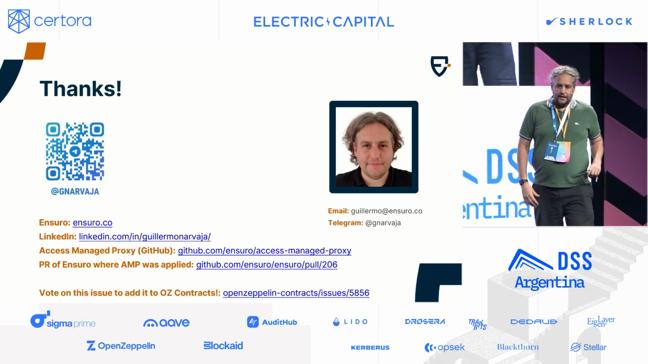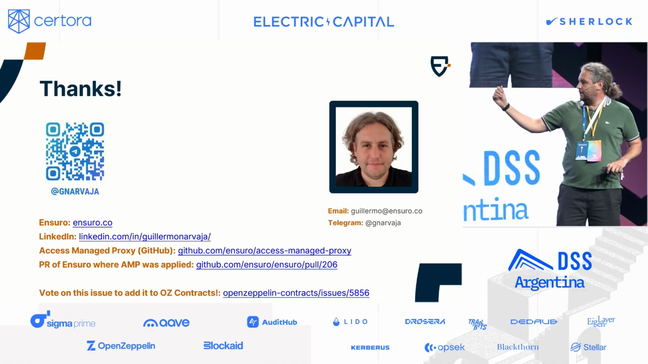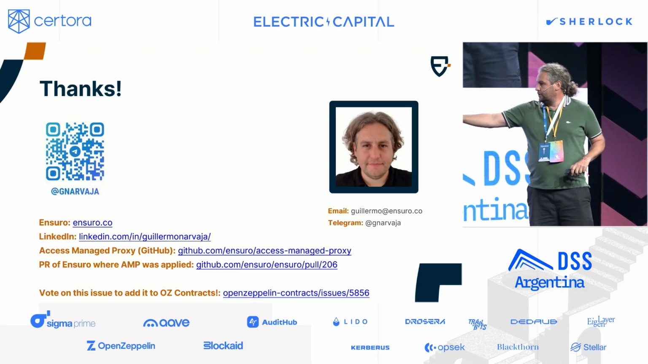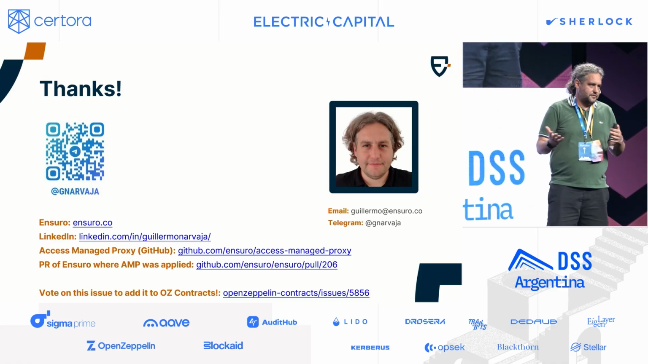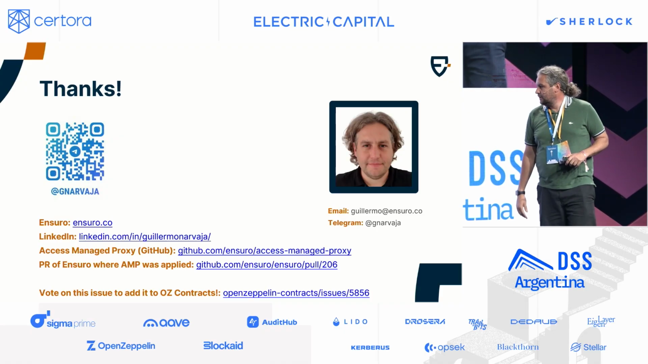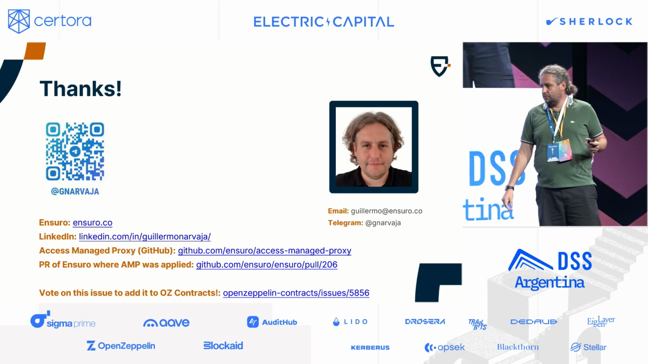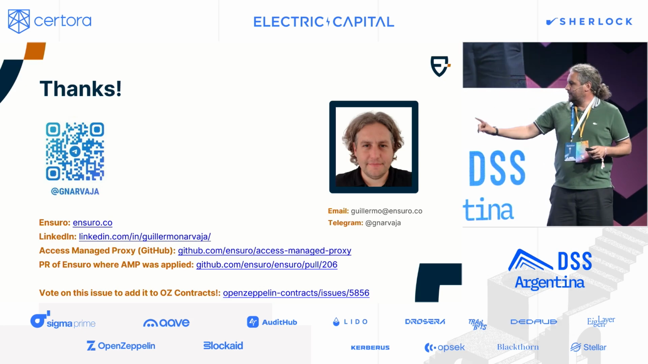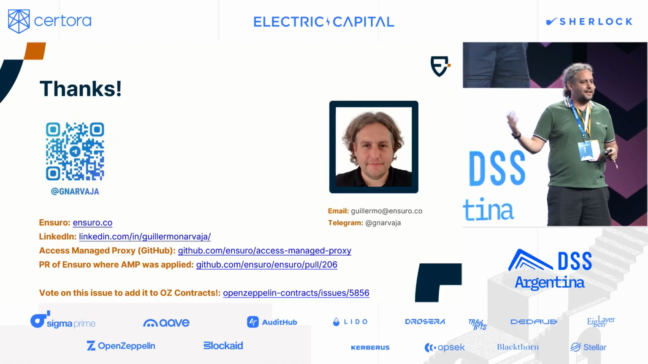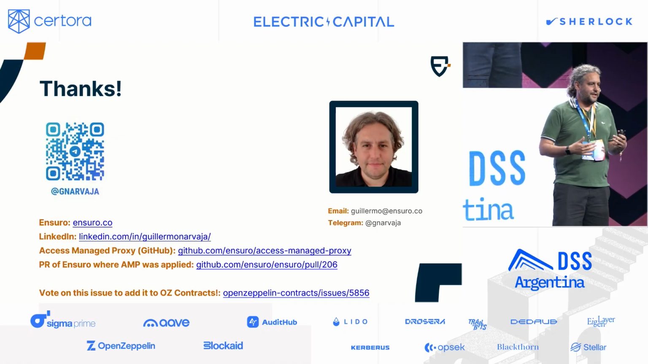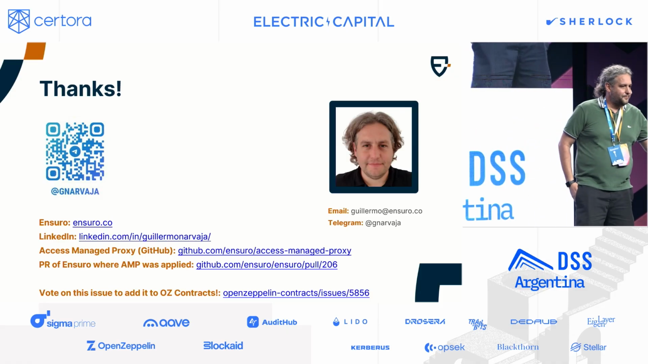So thanks. Well, there you have, first, the Ensuro website, in case you're wondering. There is a GitHub repository for the access manager proxy. At least it's minimal code. It's not so important, but in case you want to use it. There is the link of the pull request where we applied that change to Ensuro. And finally, there is also an issue that I submitted to OpenZeppelin, so they can include it in the OpenZeppelin library, the standard library, and so you can go and vote.